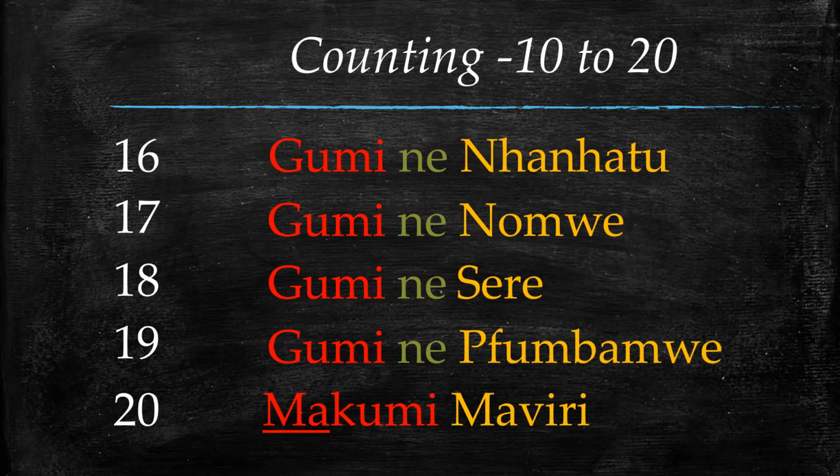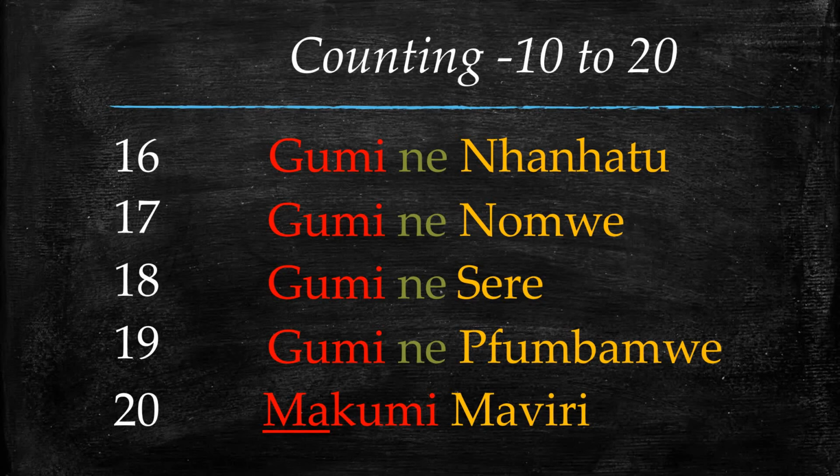16 is gumi ne nanatu, gumi ne nanatu. 17 is gumi ne nomwe, gumi ne nomwe. 18 gumi ne sere, gumi ne sere. 19 gumi ne pfumbamwe, gumi ne pfumbamwe.